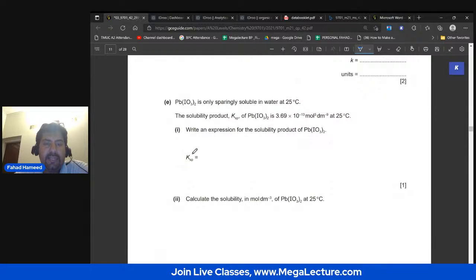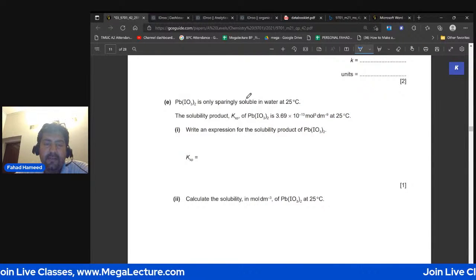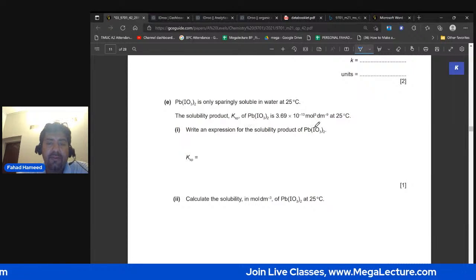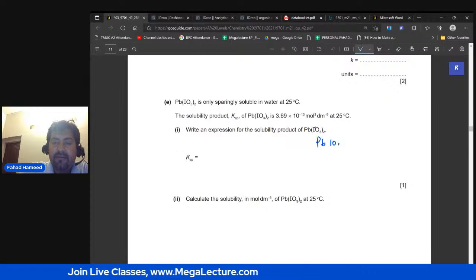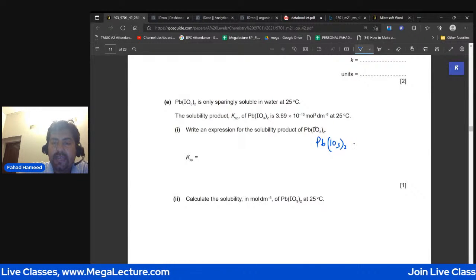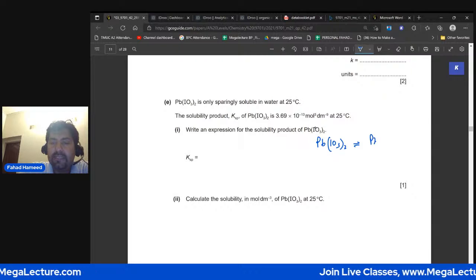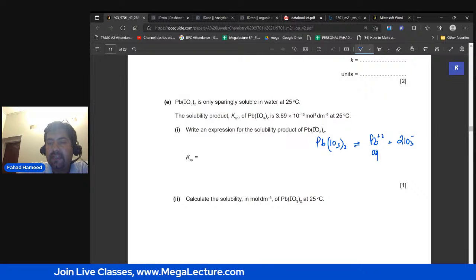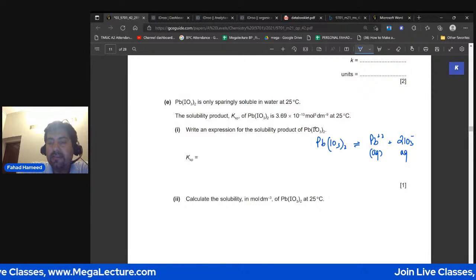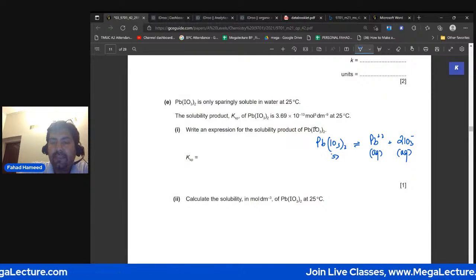So this one is about Ksp, saying it's only sparingly soluble in water at 25. The Ksp of Pb(IO3)2 is 3.69. Write an expression for the solubility product of Pb(IO3)2. Whenever an ionic compound dissolves, its ions dissociate and scatter in water. So in a saturated solution there's going to be a reversible reaction, and these would be your aqueous ions, and that's your solid.